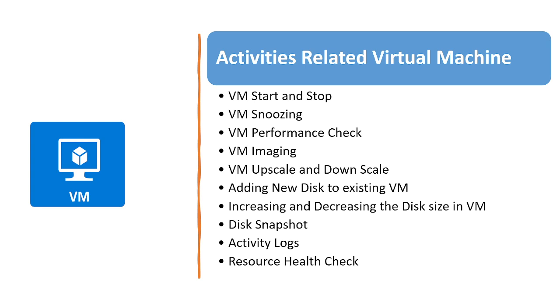Okay, so today two things are left out. One is how can you take the image of a virtual machine, to safeguard the as-is status of the virtual machine for future usage. That is one thing we have to do. And another one is the activity logs and the resource health check. So how can you analyze that? Let us start with the activity logs and then resource health check, and then we will go for the imaging.